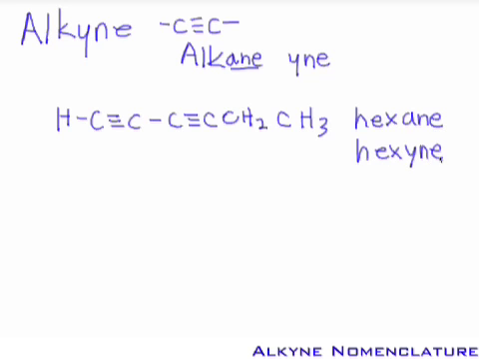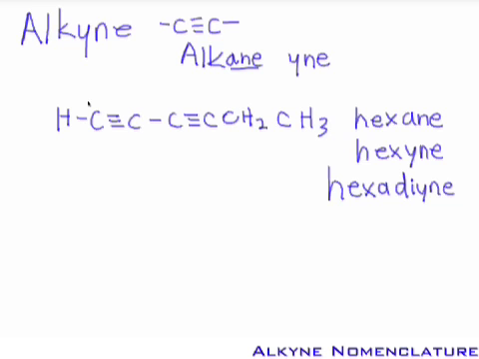When there are 2 triple bonds, we add the prefix di in front of yne, and we make it hexa. We add an a and say di-yne. If there were 3, we'd go hexa-tri-yne, and so on. Tetra-yne, penta-yne, hexa-yne, hepta-yne, octa-yne, and so on. Well, we have a hexadiyne.